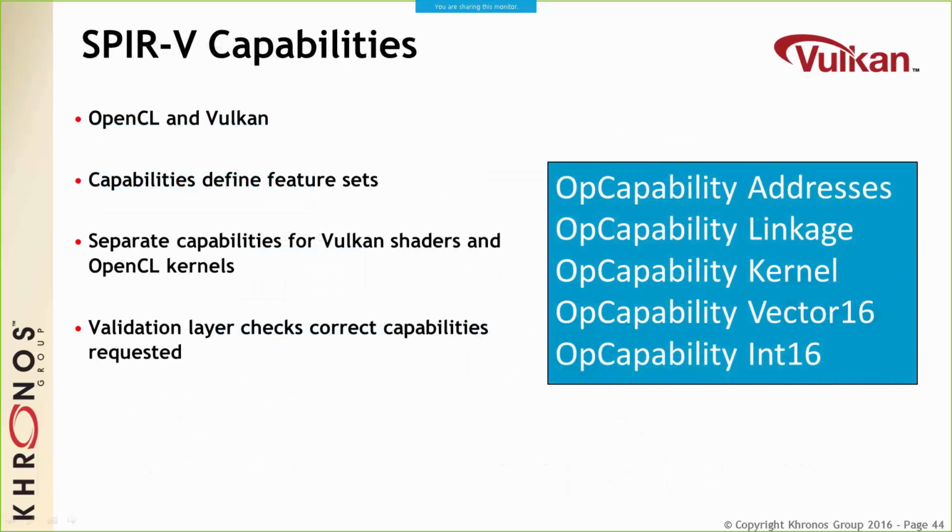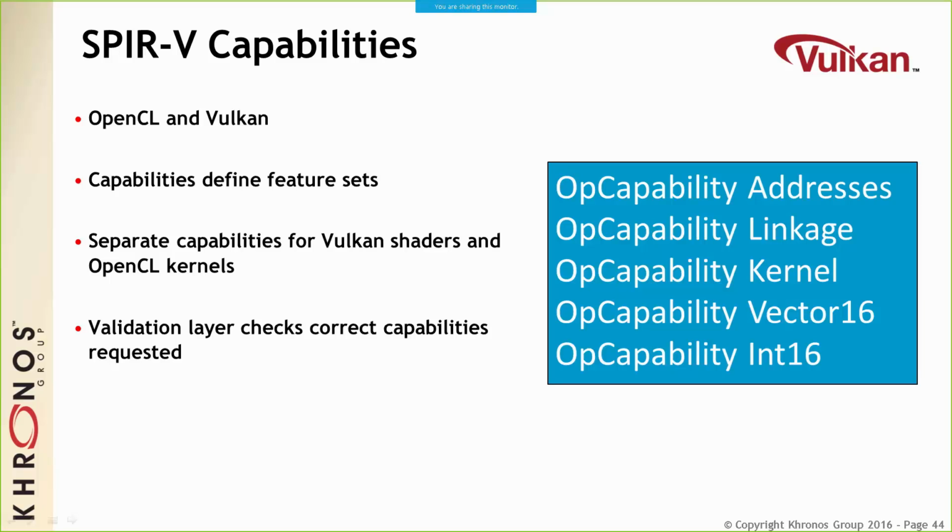As mentioned, SPIR-V covers both OpenCL and Vulkan. However, these have very different feature sets. One way to enable that within the language is to define these capabilities. So OpenCL will have a different set of capabilities to Vulkan, and you enable them in the binary shader itself.